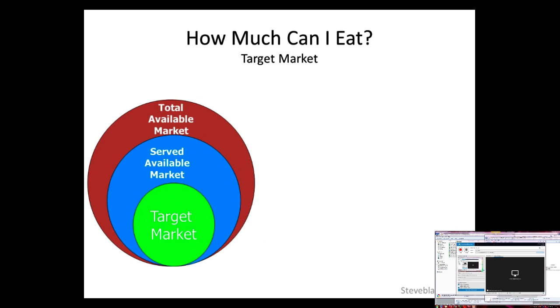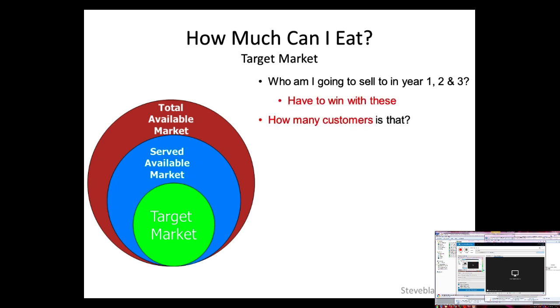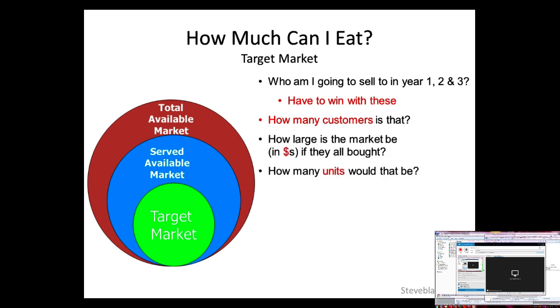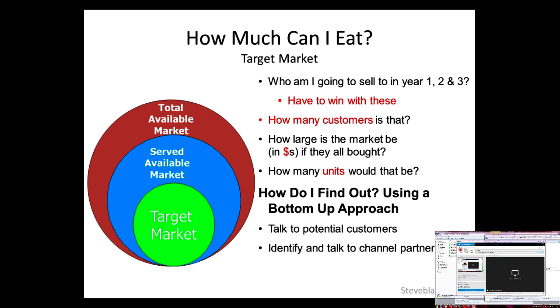And then the one that we care about most is, of that portion of the served available market, how much of that portion of the pie can you actually eat? And so focusing on who are you going to sell to first, how are you going to win them? Now he's talking about 1, 2, and 3 years. How many customers is that? Again, customers, units, number of people. But we're focusing on, for your target market, how many people do you think you can actually get during the semester to buy this? And that's, you need to talk to customers and channel partners to understand that.